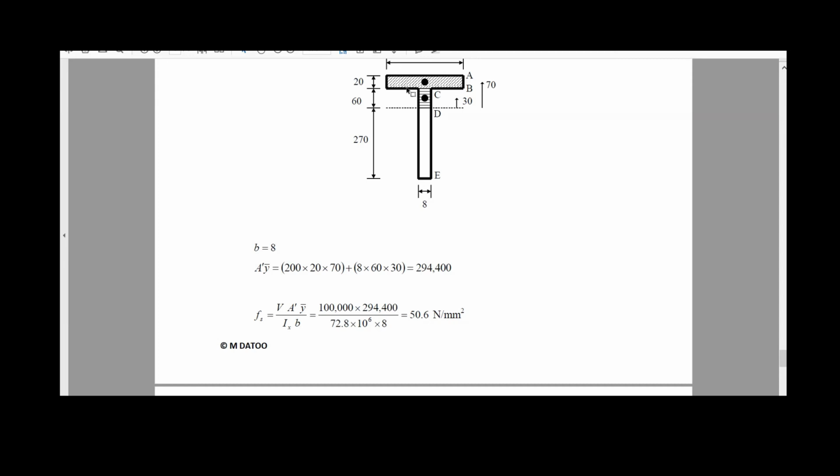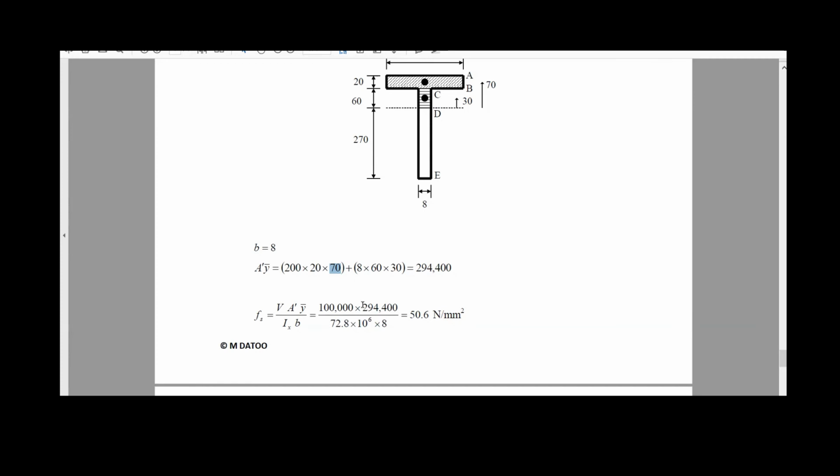So the moment of area will be the area of this rectangle multiplied by the distance from the centroid to the center of the whole T, which is 70, as you see here. And the other area here will be 8, the width of this web, multiplied by 60, so the area of this rectangle, multiplied by the distance from this centroid to the center of the whole T, which is 30 millimeters. Replacing values, this is 294,400 millimeter cubes.